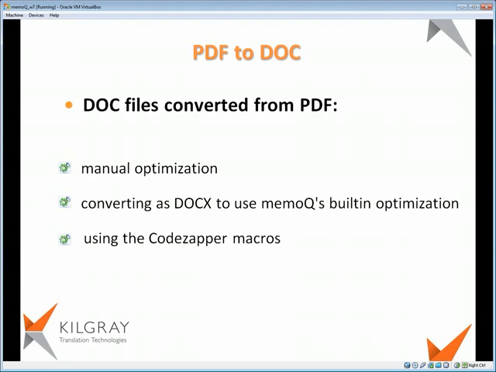What I will show you today is not that manual optimization, which can be lengthy and time consuming. I will show you how to use the docx conversion, because MemoQ uses by default some optimization here to reduce the number of tags, and that's for the quick option when you're in a hurry. And I will also show you how to use the Code Zapper set of macros, which is really impressive in its ability to reduce the number of tags in PDF files.